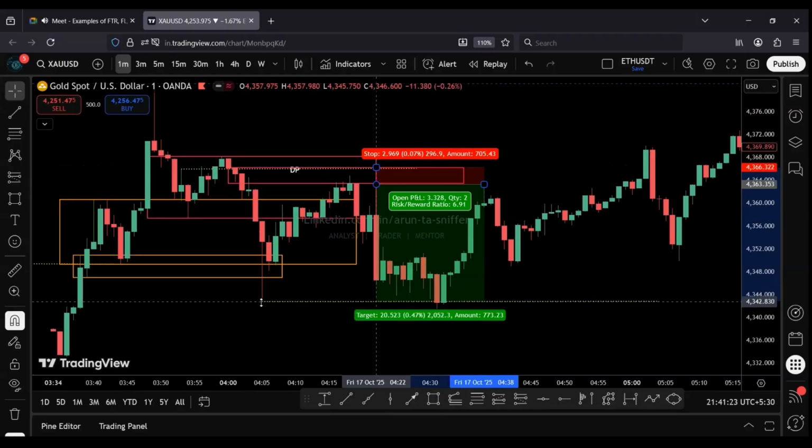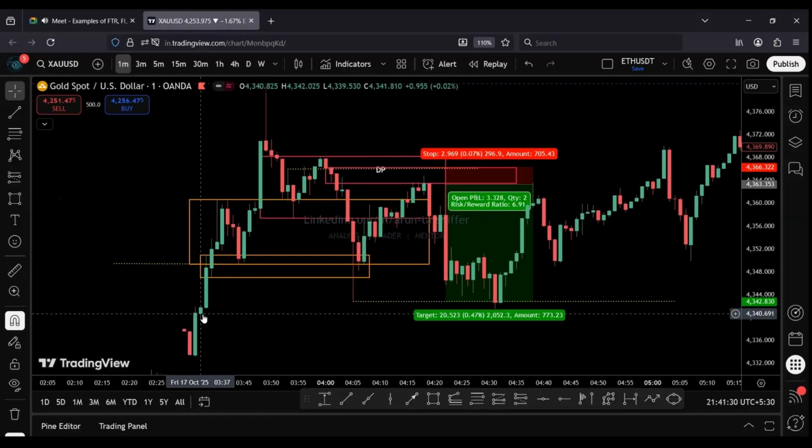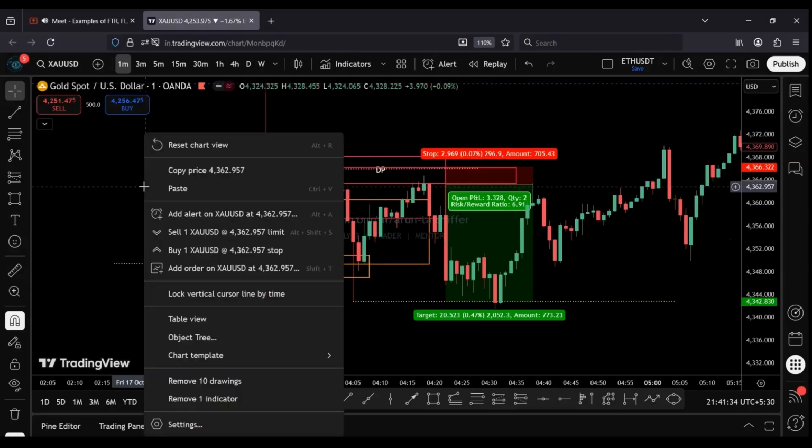This is a 1 to 6 trade, right? Here on the 1 minute chart, it becomes a 1:6 trade. Let's take another example.